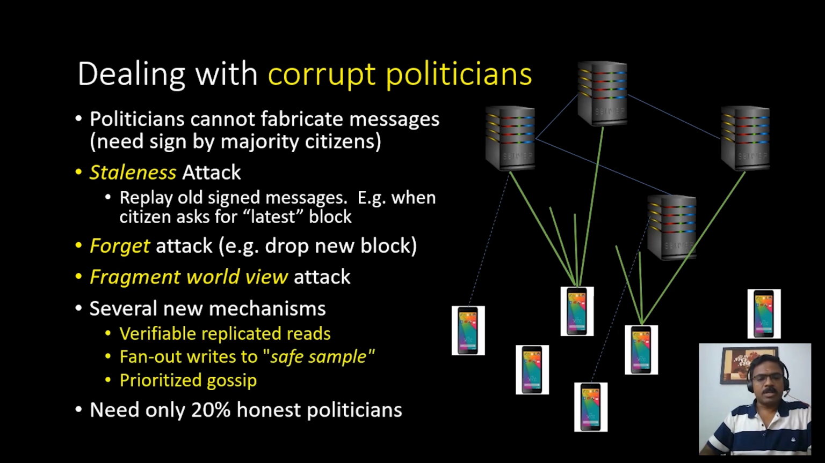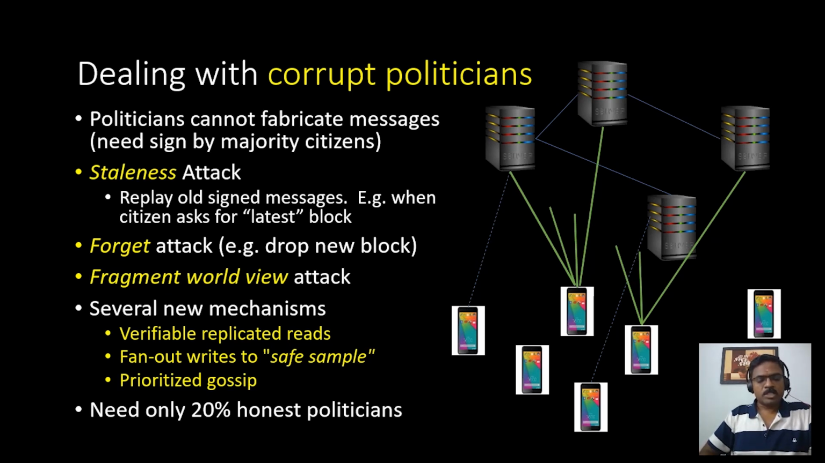Blockene has several technical innovations that address these attacks by using several new mechanisms. For example, to handle the staleness attack, we use this notion of a verifiable replicated read, where instead of reading from a single politician, a citizen reads from what we call a safe sample of politicians. And even if 1 out of 25 politicians it speaks to says the truth, it can find out what the real state of the blockchain is. Similarly, to handle the drop attack, we always write to a safe sample so that at least one of them will actually propagate. At least one of them will be honest with a high probability.